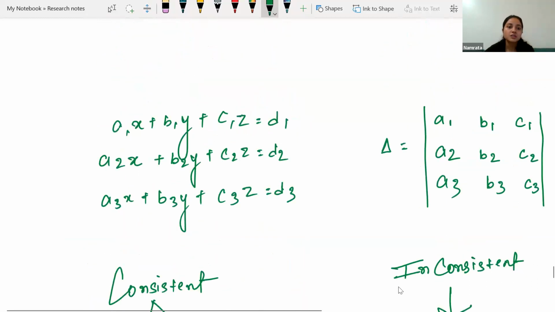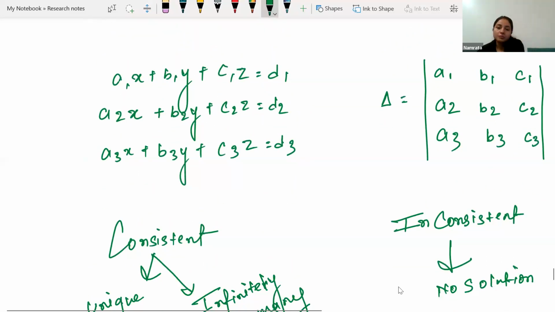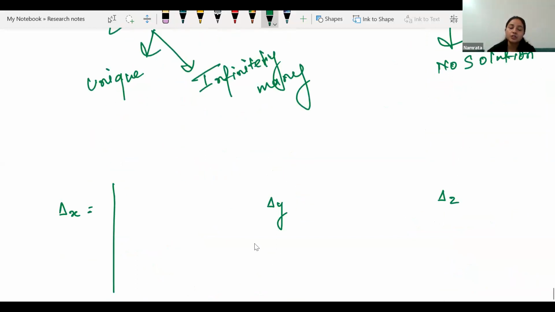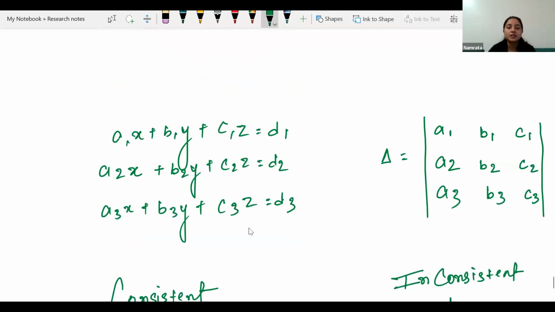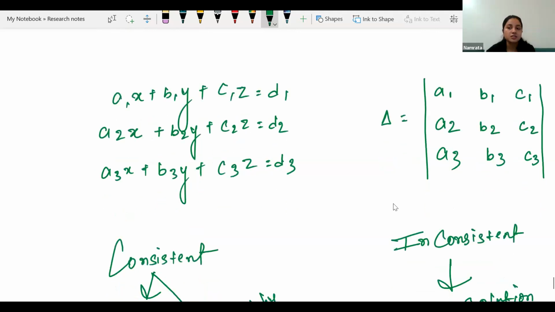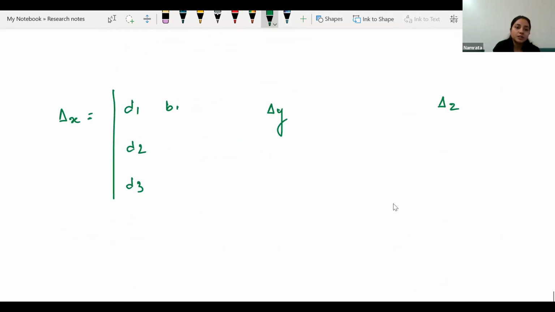Delta x means whatever is the x column in our delta, that we remove, and we take the right hand side constants, that is d1, d2, d3. So when I write delta x, I write d1, d2, d3 in the first column, the x column, which I have removed. The rest of the columns in delta remain as they are: b1, b2, b3, c1, c2, c3. This is our delta x.